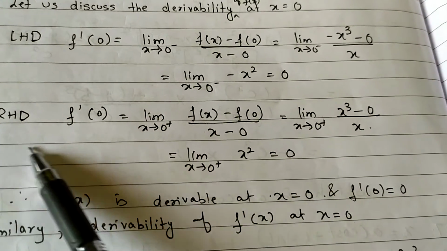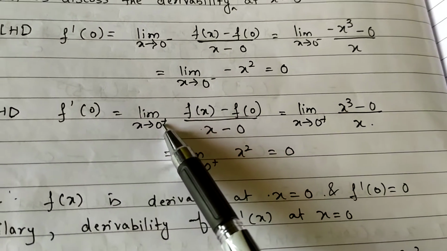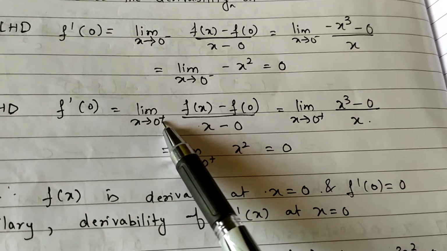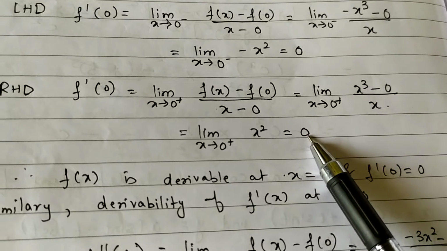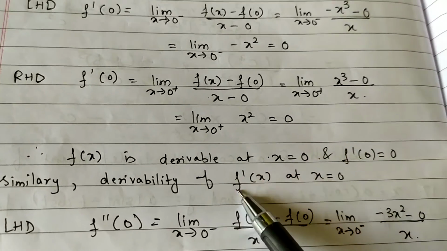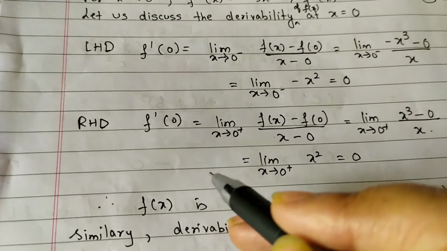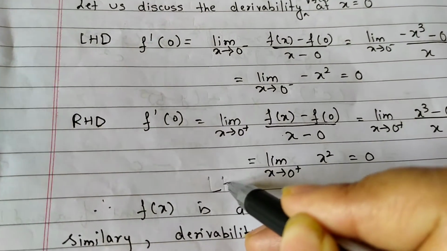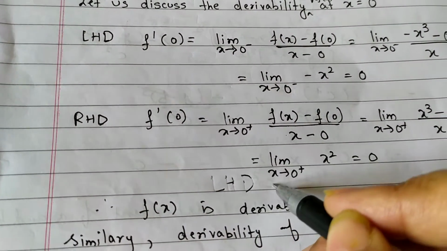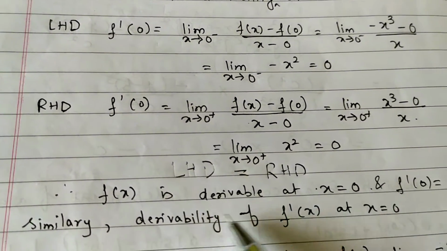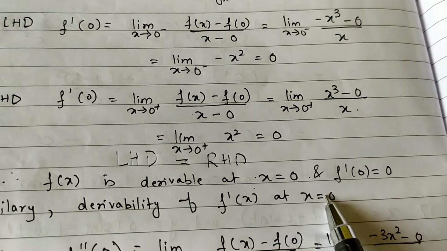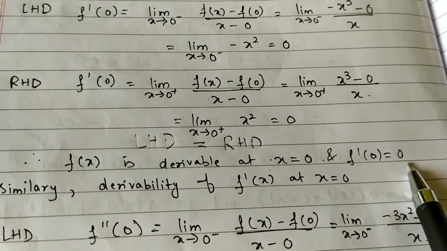Similarly, right hand derivative we will find when x is slightly greater than 0. If it is slightly greater than 0, the definition is x cube, and again you will get it as 0. That means left hand derivative is equal to right hand derivative. That you have to write here. Therefore, f(x) is derivable at x equal to 0 and f dash 0 is equal to 0.